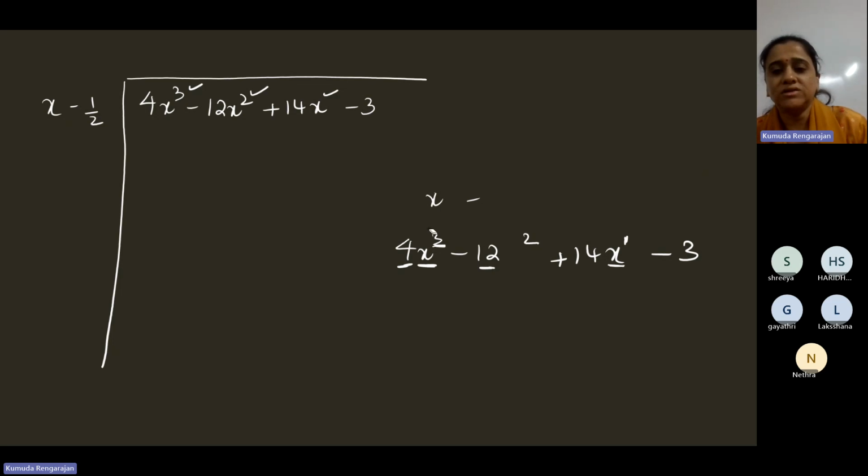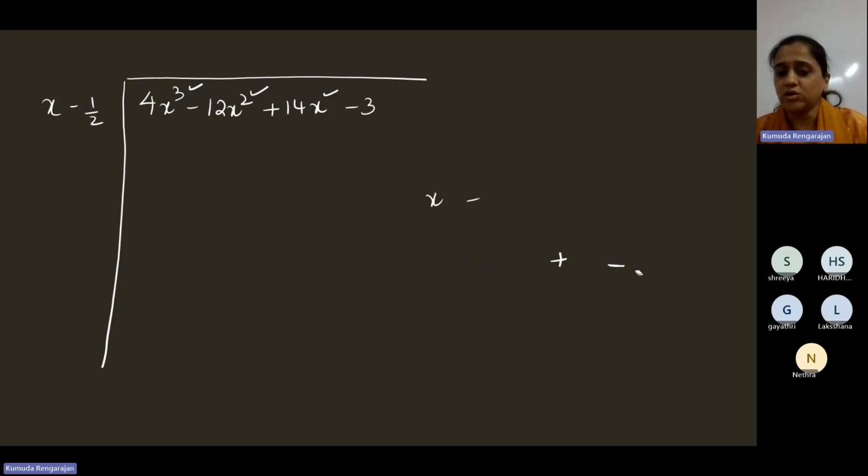So in the question itself, the terms are arranged in the correct order. You can see power 3, power 2, power 1, and then the constant. The same thing with the divisor. This is the dividend. Same thing with the divisor. First x power 1 and then the constant. Supposing the divisor were 5 minus x, you should not take it like that. It should be minus x plus 5.